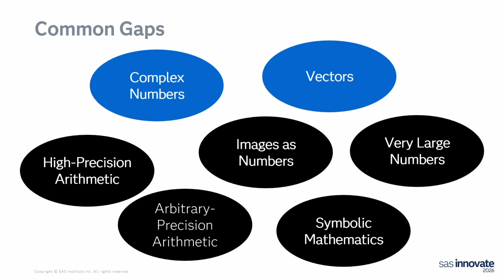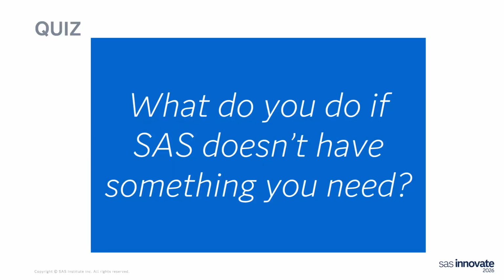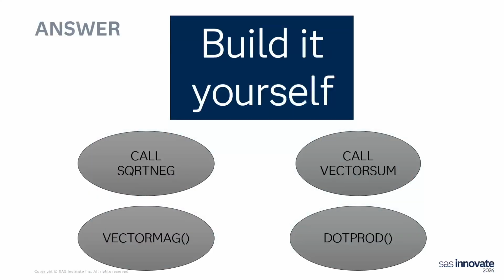Then the high precision arithmetic, images as numbers, very large numbers. How about arbitrary precision arithmetic or symbolic mathematics? These are all other areas to tackle. We're going to focus on the blue ones because they're really simple to teach from. Complex numbers and vectors. So here's your quiz. You didn't know you were going to start off with a quiz. What do you do if SAS doesn't have something that you need? That's it. You build it yourself because you can do it in SAS.